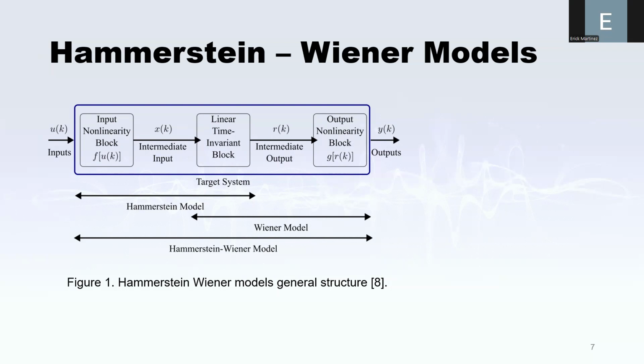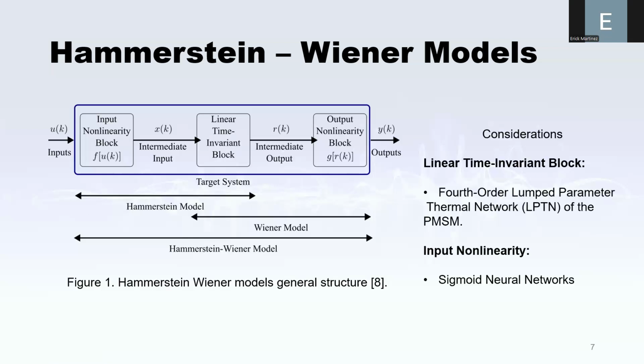But the advantage of using this approach is that we can combine some of the physics of the system with a data-driven method. So we can generate, for example, a linear model in order to fill this linear time invariant block of the Hammerstein model, and maybe we can use a nonlinear function like a simple neural network as the input nonlinearity. So in this line, we have proposed to use as the linear time invariant block of the Hammerstein model a fourth-order lumped-parameter thermal network of the permanent magnet synchronous motor. As an input nonlinearity, we are using sigmoid neural networks. In particular, we are using a one neuron sigmoid network.